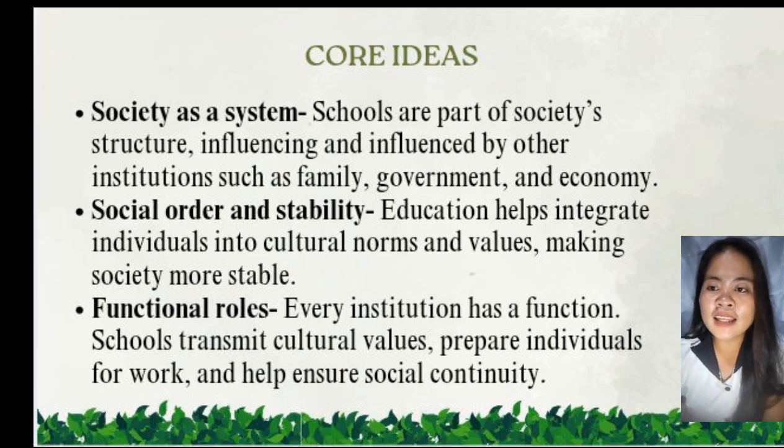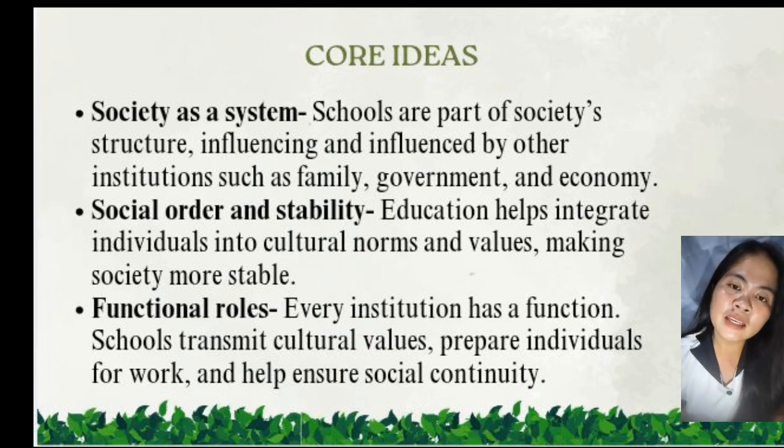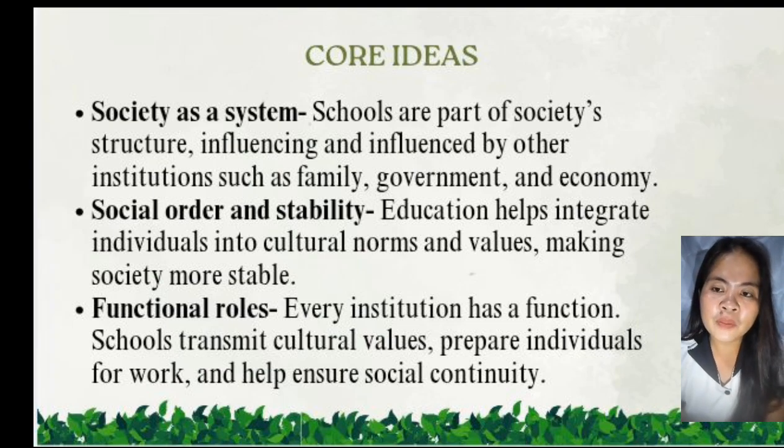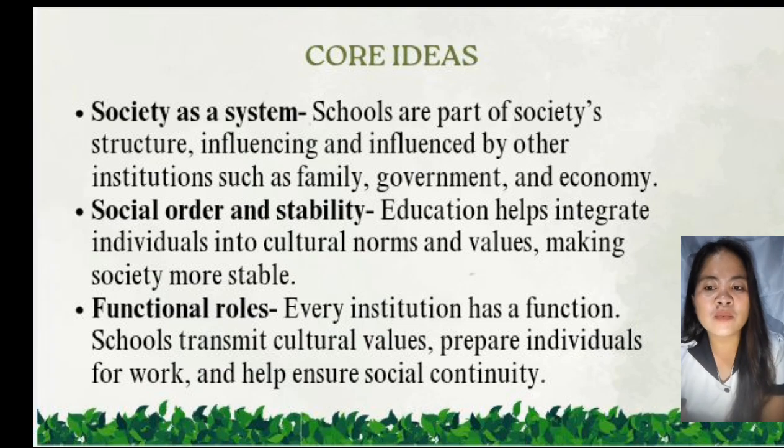First is society as a system. School is part of society's overall structure. They do not exist alone. Instead, they interact with other institutions like family, government, and economy. For example, a family sends children to school, government sets educational policies, and the economy depends on schools to produce skilled workers. In this way, schools both influence and are influenced by other parts of society.